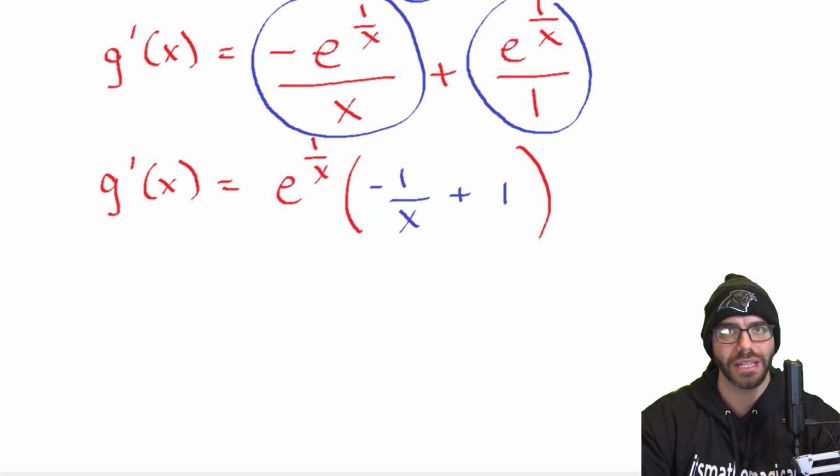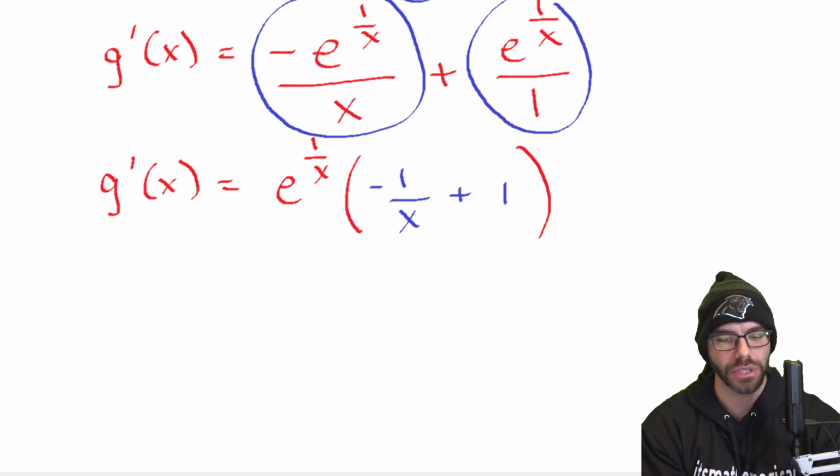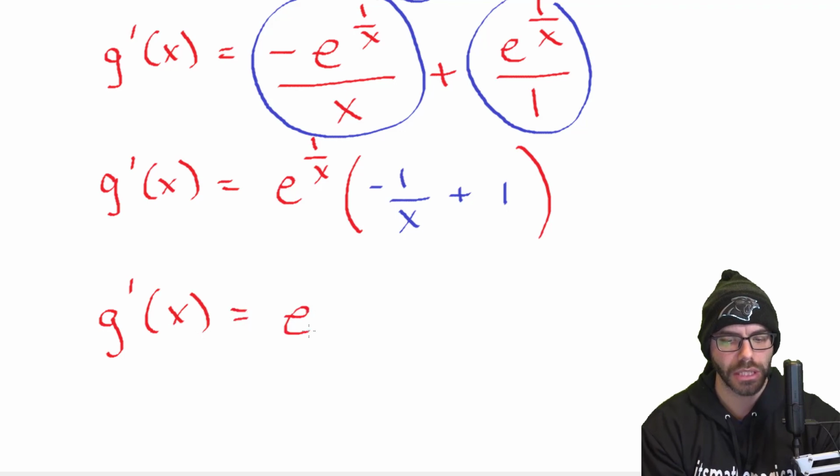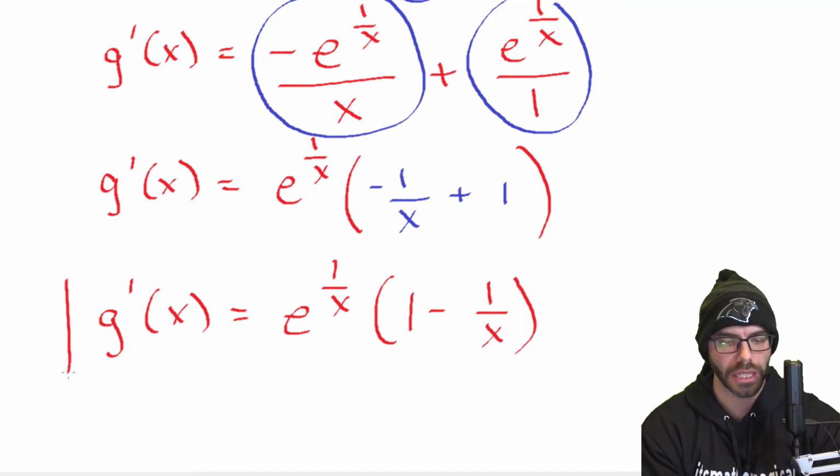If you don't like that negative 1 over x first in the parentheses, you can change the order. And that would be e to the 1 over x power times 1 minus 1 over x. Personally, I like this better.